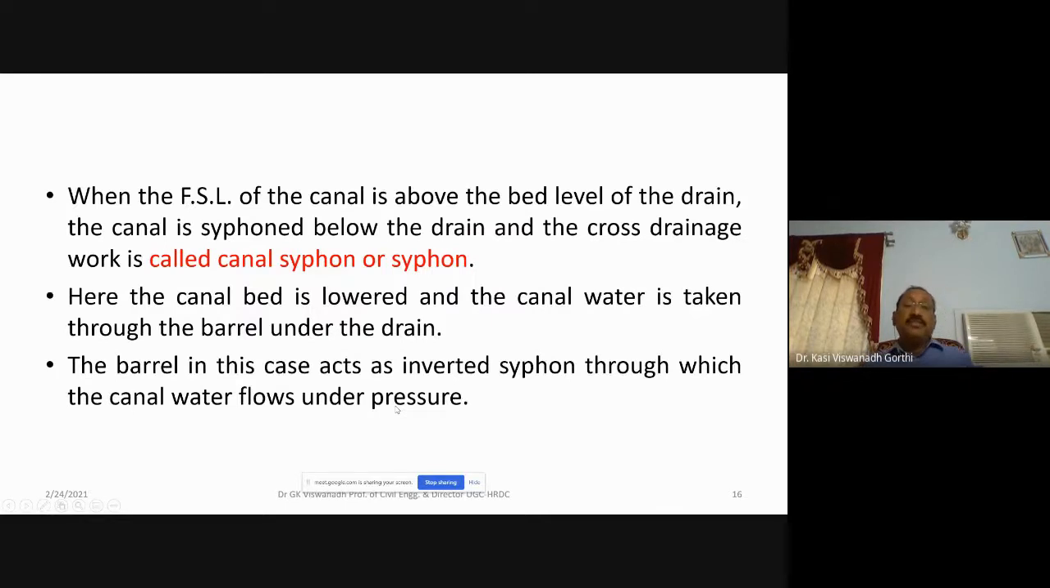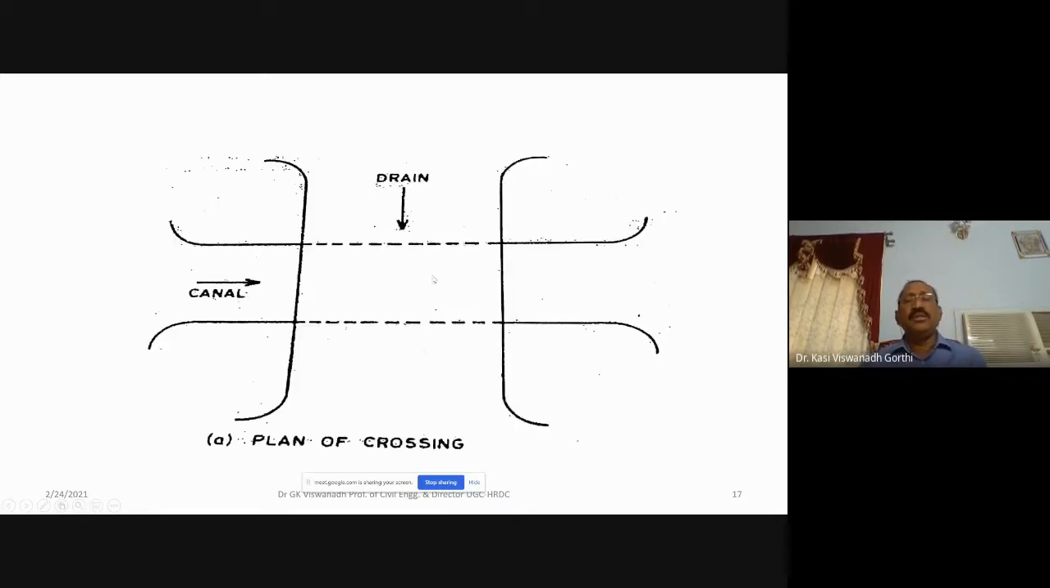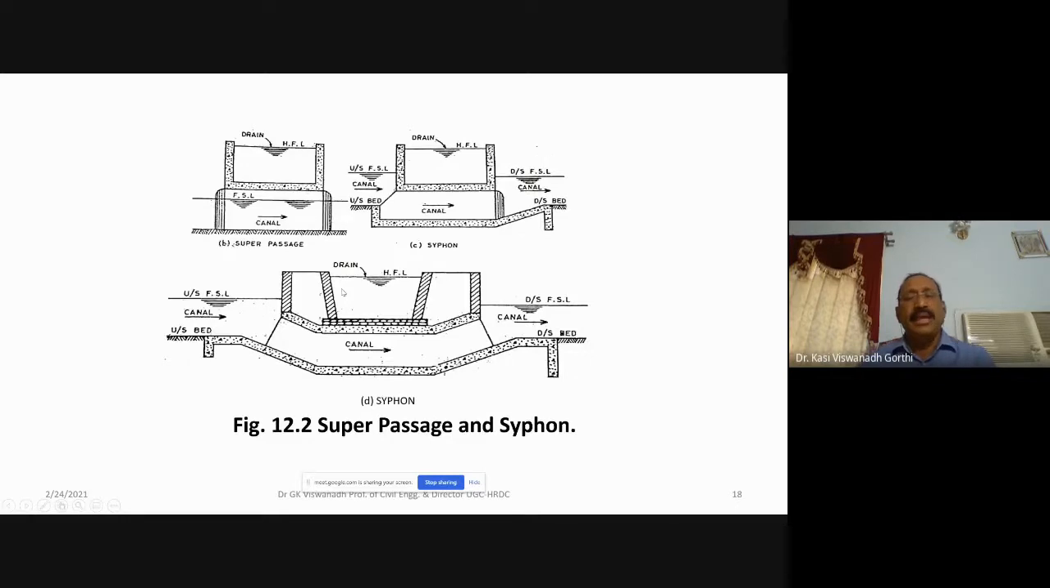When the full supply level of the canal is above the bed level of the drain, and the canal is siphoned below the drain, that means you are once again looking like a siphon aqueduct, where you are trying to allow the water to flow beneath the drain under pressure, then it is called canal siphon. Here the canal bed is lowered and the canal water is taken through a barrel under the drain. The barrel in this case acts as an inverted siphon through which the canal water flows under pressure. So this is how the canal and drain alignments are.